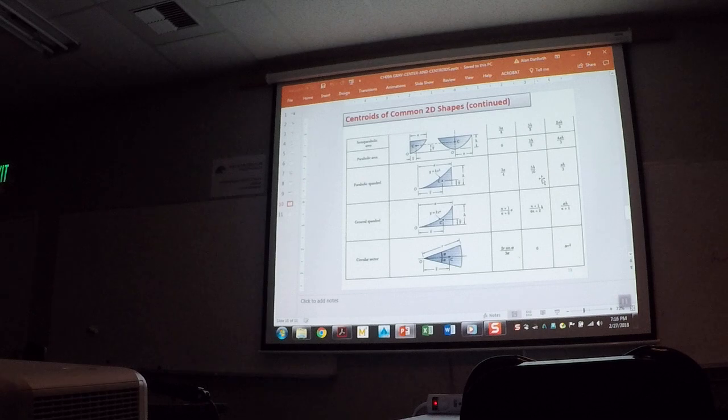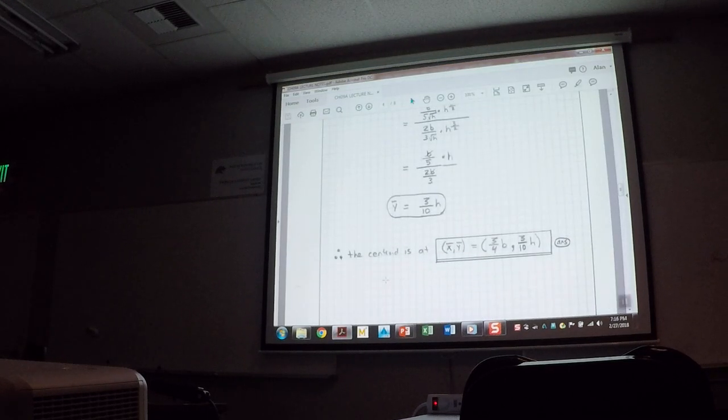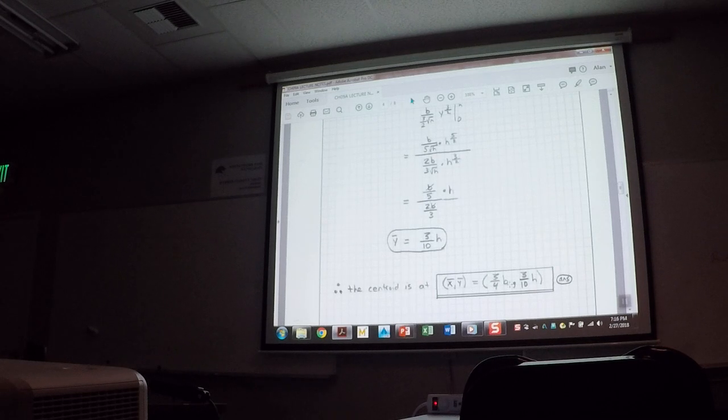So we could have skipped all that calculus and just looked it up for a parabola in the table, but they were trying to get us to use calculus to compare it. So that is break time, I think. So here, your centroid for an arbitrary b and h distance is 3/4 in the x and 3/10 in the y. Let's take a break for my voice, please. And we'll pick it up in a few minutes here.